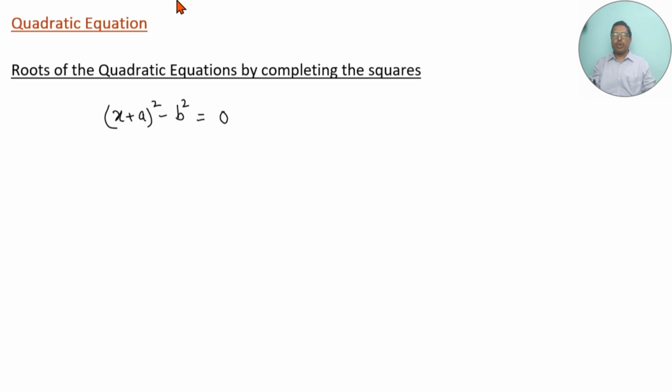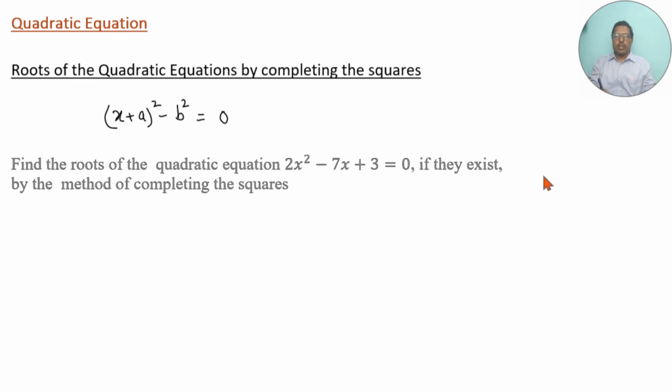We'll try to see this with the help of an example. The question is: find the roots of the quadratic equation 2x square minus 7x plus 3 equals 0, if they exist, by the method of completing the squares. So the quadratic equation given is 2x square minus 7x plus 3 equals 0.